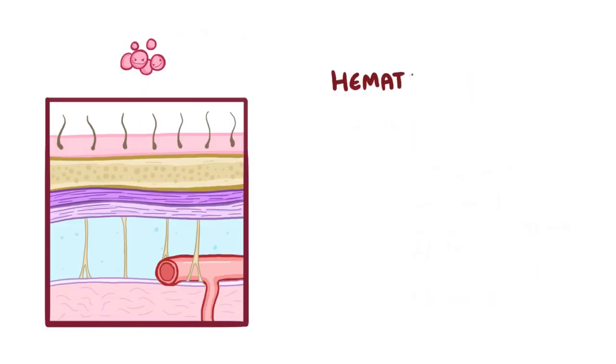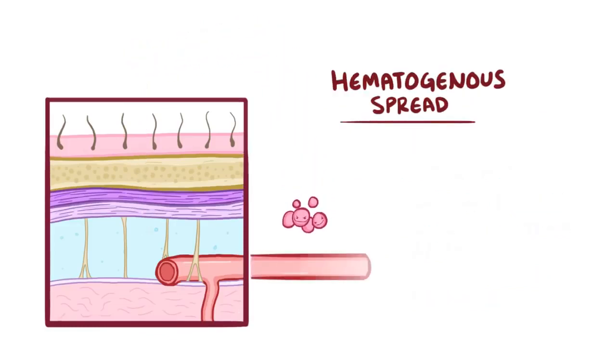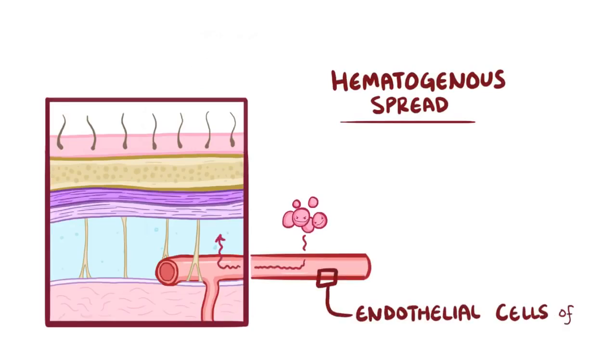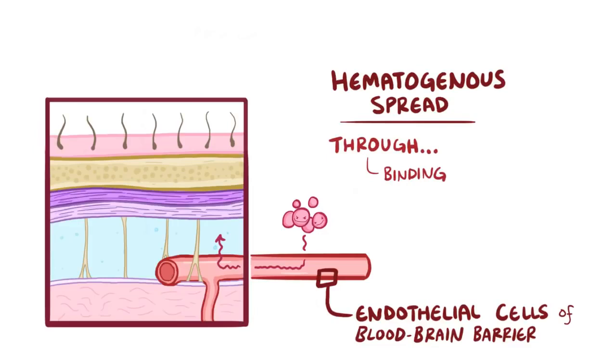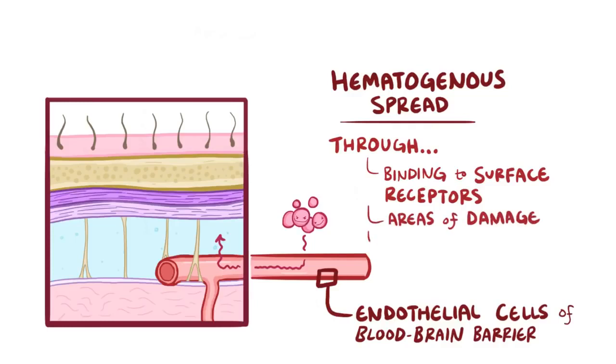The second way is hematogenous spread, which is when a pathogen enters the bloodstream and moves through the endothelial cells in the blood vessels that make up the blood-brain barrier, and gets into the cerebrospinal fluid. To do this, the pathogens typically have to bind to surface receptors on the endothelial cells in order to get across. Otherwise, they have to find areas of damage or more vulnerable spots like the choroid plexus.